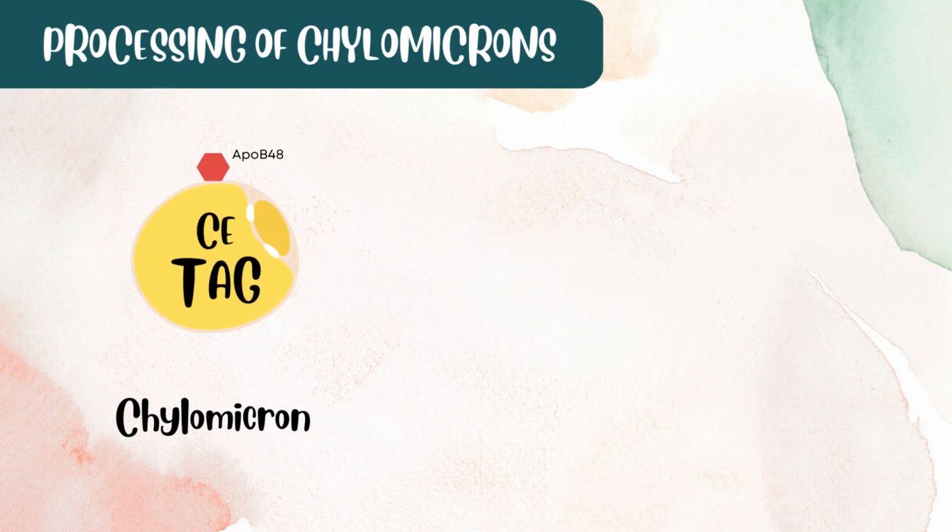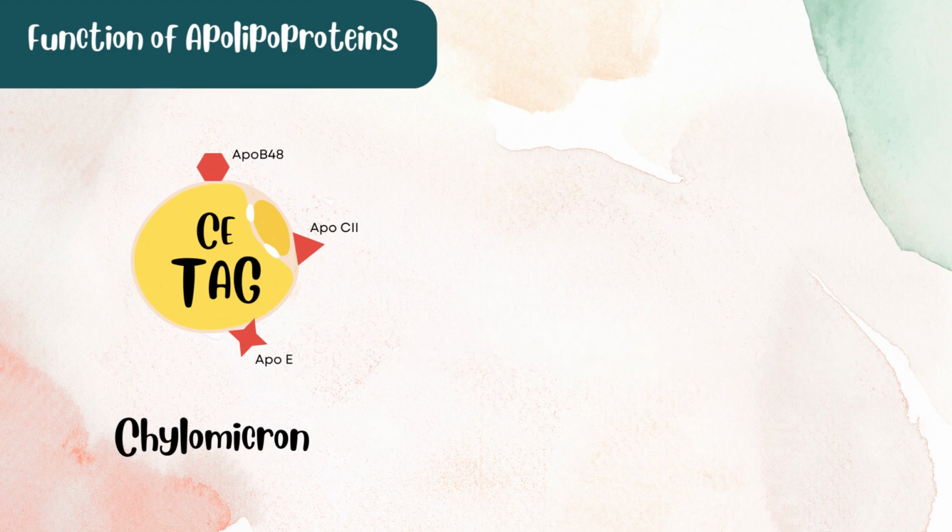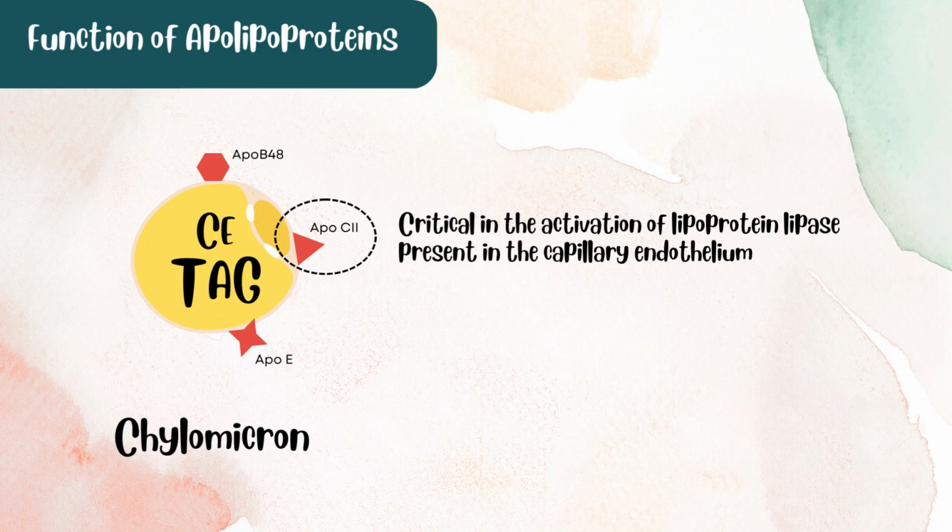Once in the systemic circulation, HDL transfers apolipoprotein C2, ApoC2, and apolipoprotein E, ApoE, to chylomicrons. ApoE allows the binding of lipoproteins to specific LDL receptors, or LDL-like receptors present in various tissues, such as the liver and adrenal cortex. ApoC2, on the other hand, is critical in activating lipoprotein lipase present in the capillary endothelium.